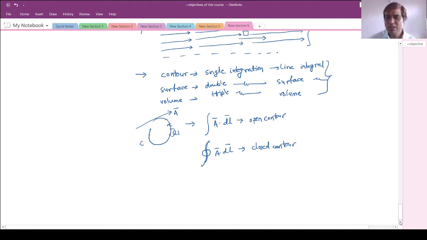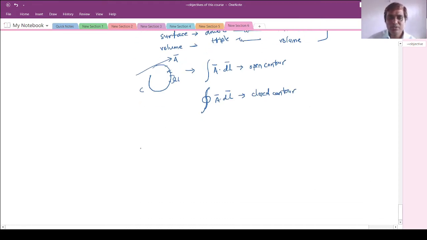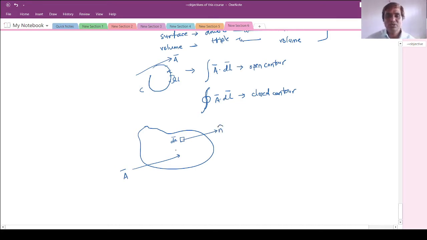Similarly, for the surface integral, suppose I have a surface like this, and this is my vector a bar, and say this is the infinitesimally small area dA bar, and it moves in this particular unit direction n hat. So a bar is my vector field, dA is your infinitesimally small area, and this n hat is the vector perpendicular to the area. It is basically the unit vector.